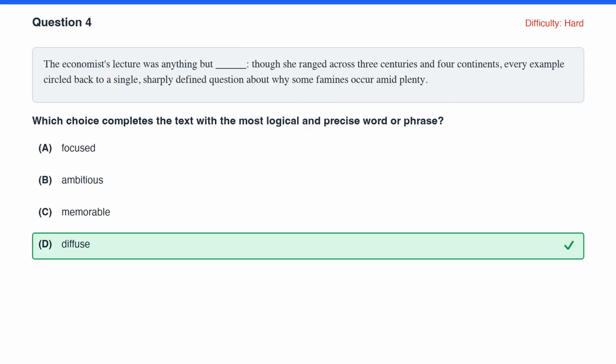Diffuse means spread out and unfocused, so anything but diffuse tells us the lecture was the opposite, sharp and tightly focused, exactly what the passage describes. The takeaway: when a sentence says anything but, flip the blank and pick the opposite.